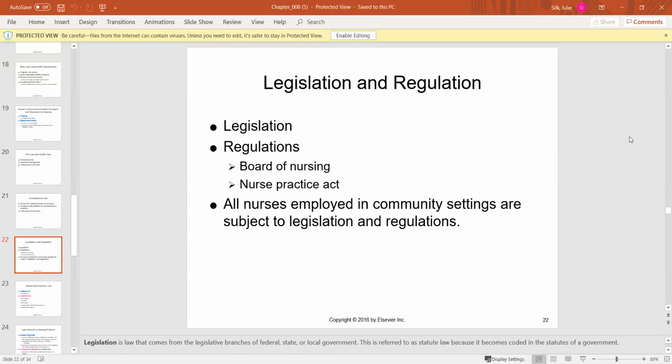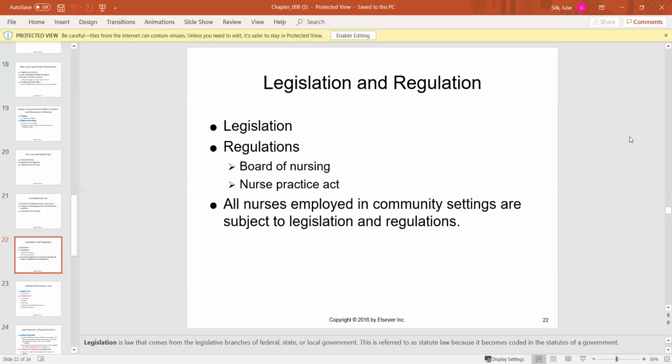All right, when we talk about legislation, this is a law that comes from the legislative branch of the federal, state, or local government. It's referred to as statute law because it becomes coded in the statutes of a government. And when we talk about regulations, these are specific statements of law related to or defining or implementing individual pieces of legislation or statutes. For example, state legislators enact laws or statutes establishing boards of nursing and defining terms such as a registered nurse or a licensed practical nurse. Every state has a board of nursing. The board may be found either in the Department of Licensing Boards of the Health Department or in an administrative agency of the governor's office.